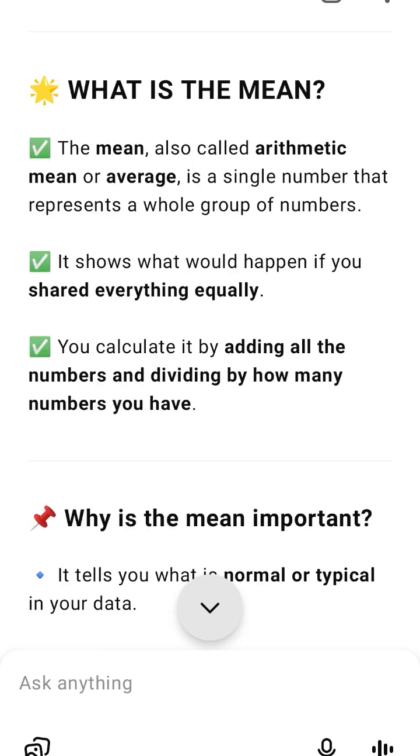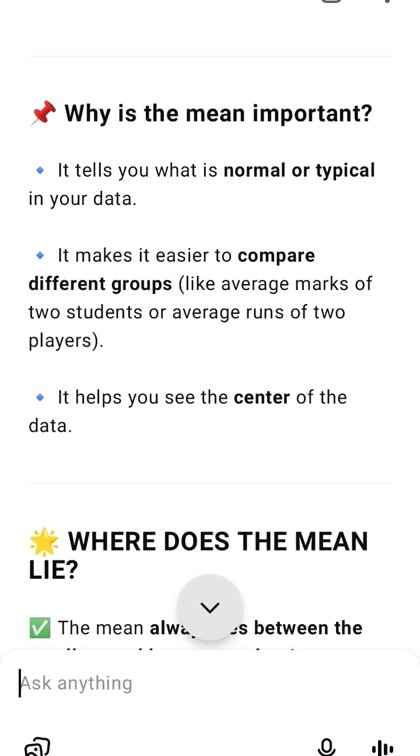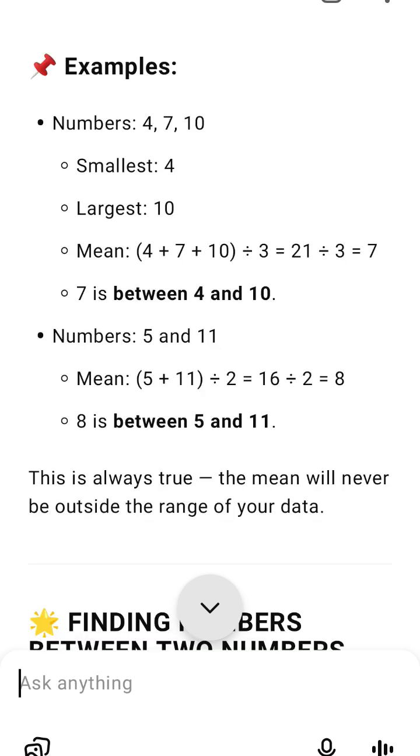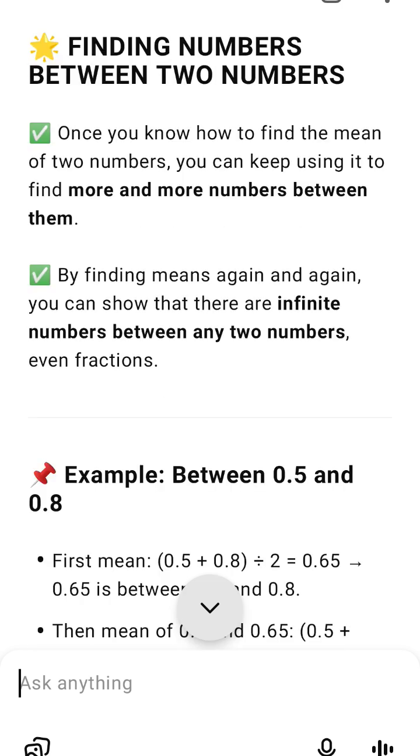How do mean and range work together? Mean shows the middle of the numbers, the average. Range shows the spread, how far apart the numbers are. Together, they tell you a lot about your data. If the mean is 50 but the range is 90, your numbers go from very small to very big. If the mean is 50 but the range is 5, your numbers are all close to 50.